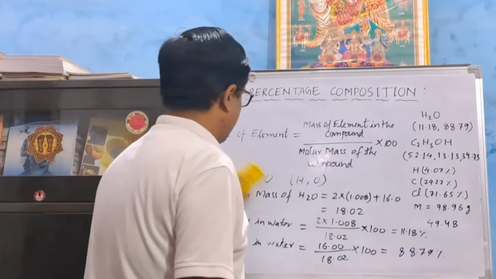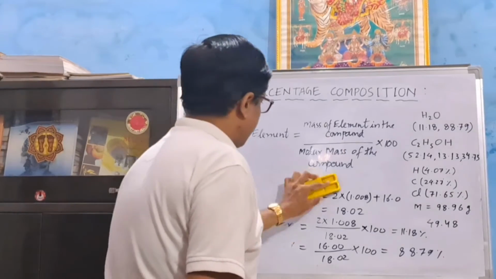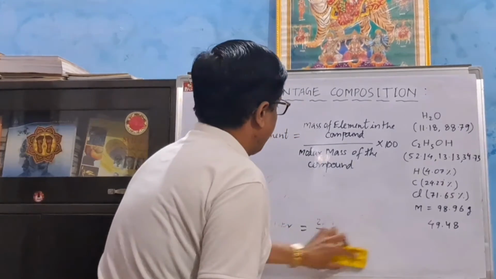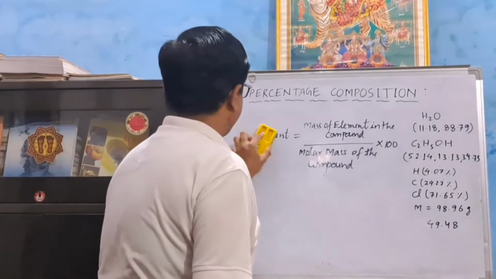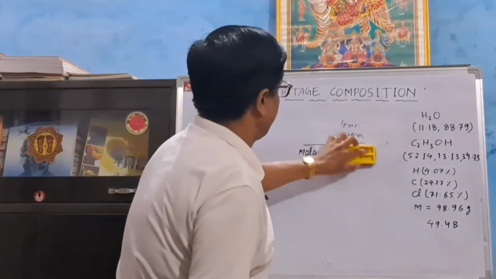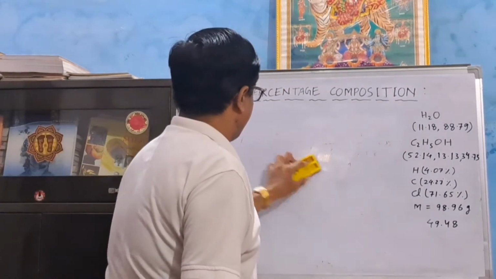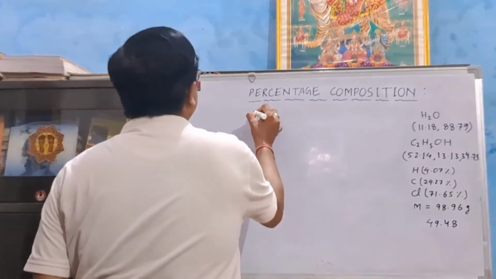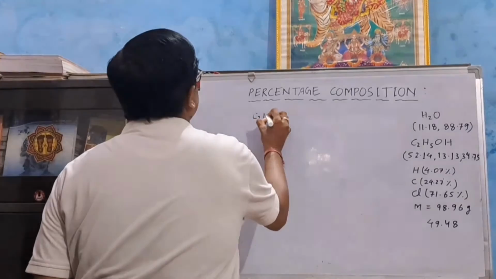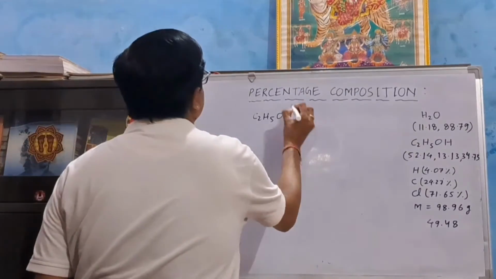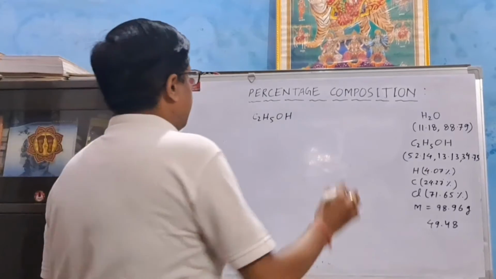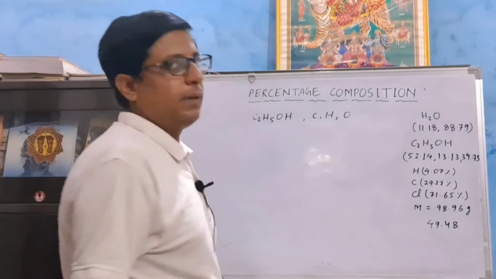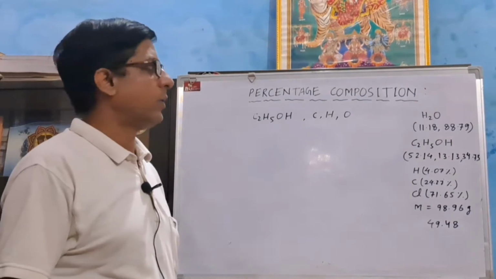Now take another example. Let us take the example of ethanol. In case of ethanol, we can determine the percentage of each element. The molecular formula of ethanol is C2H5OH. Here three elements are present: carbon, hydrogen and oxygen.